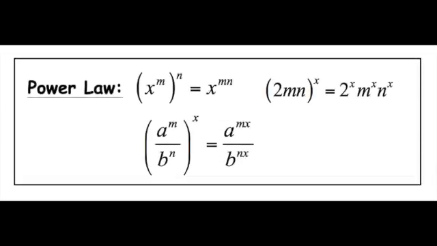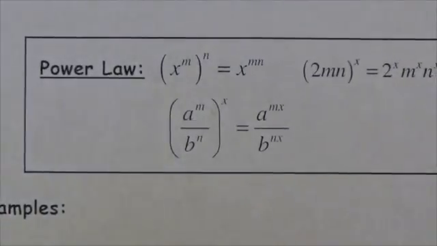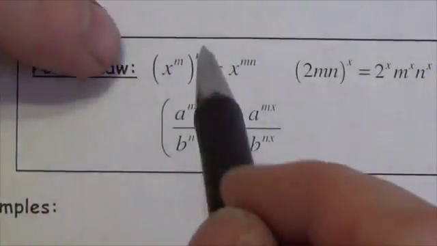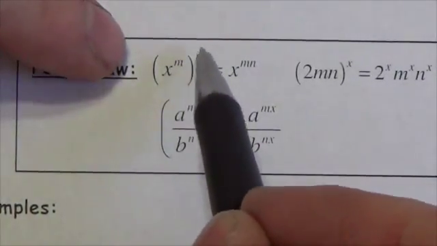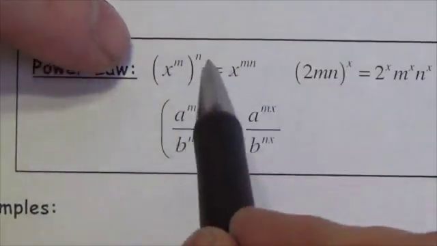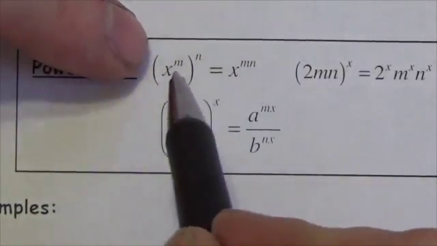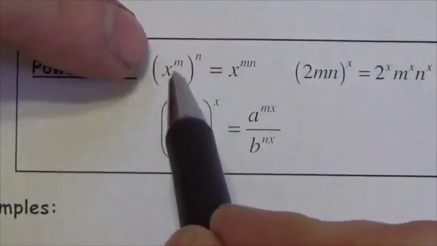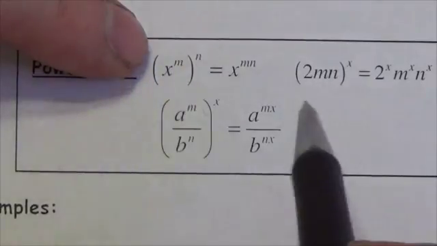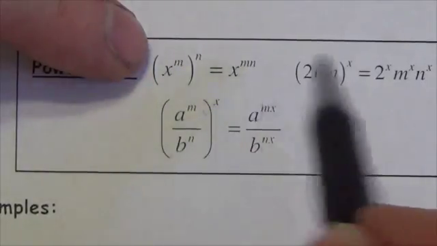The power law. Okay, now the power law. So the power law says that if you've got a power or an exponent on a power, you would multiply the two exponents together. So x to the power of m, or x to the exponent m, and then raise that to the exponent n, we would just multiply the two exponents together.